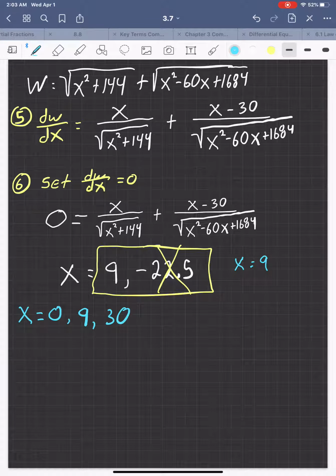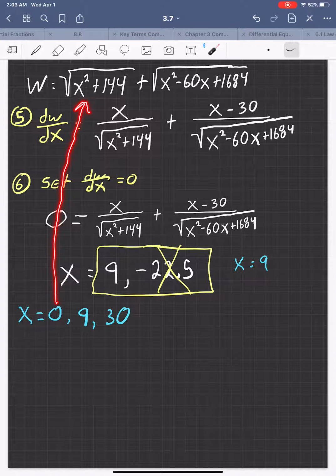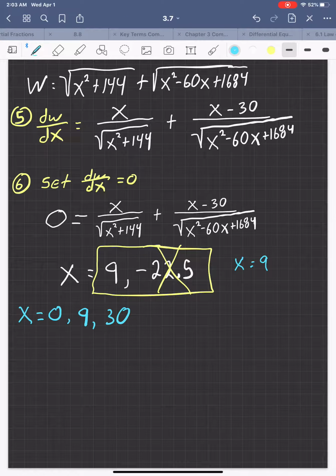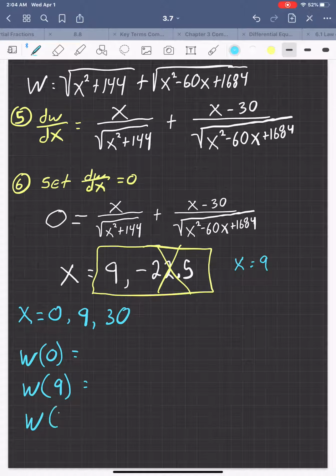amount of wire. So I'm going to plug those in, but can you agree with me that, man, there's a whole lot of work here? Where do I plug them in at? Well, you want to plug them in to W, the new equation for W. So if I plug in 0, if I plug in 9, if I plug in 30, this would be W of 0 is equal, W of 9 is equal, W of 30 is equal. And now listen, as long as they're all safe, I don't care where I put the stake. I'm just trying to save my company money so I can get my bonus.